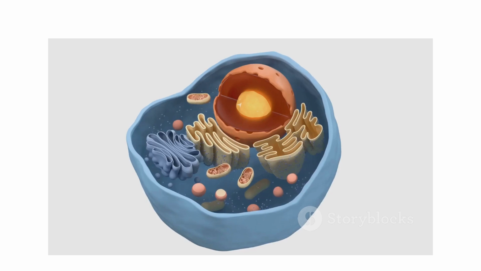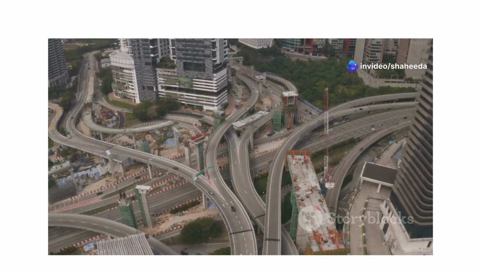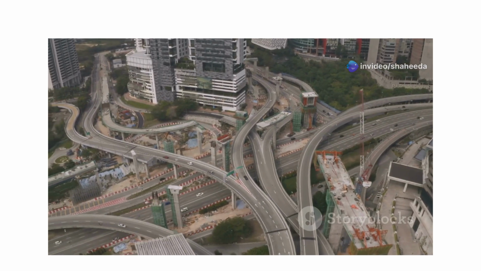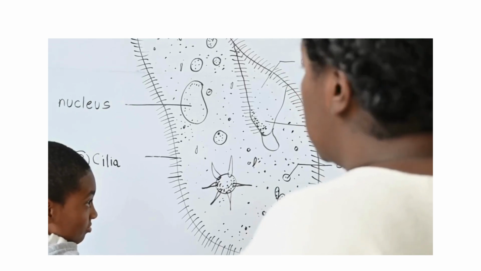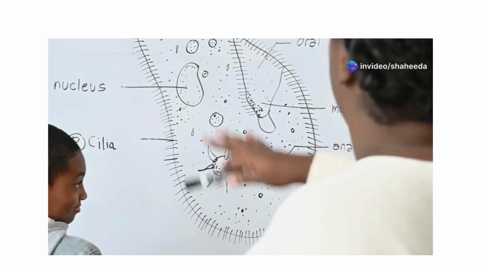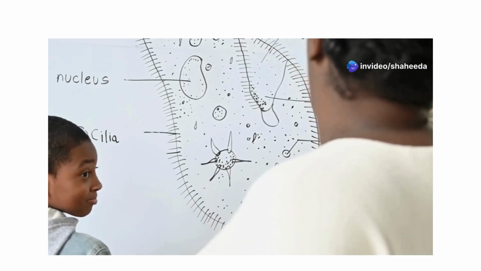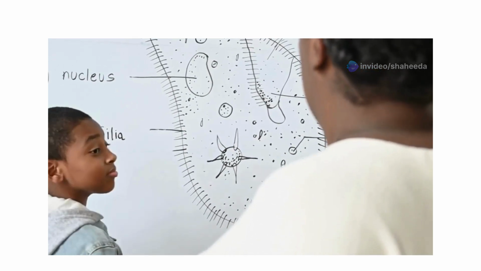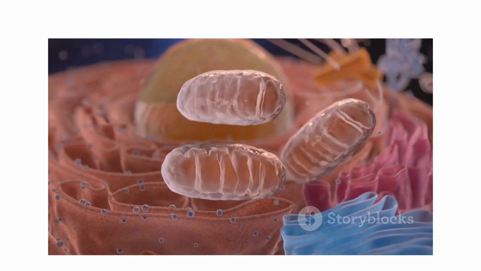There's the endoplasmic reticulum, a network of membranes that acts like a transportation system, moving proteins and other molecules throughout the cell. It's like the city's highway system, ensuring smooth traffic flow. And then there are the mighty mitochondria, the powerhouses of the cell. These bean-shaped organelles are responsible for producing energy through cellular respiration, a process that converts nutrients into usable energy for the cell. Think of mitochondria as the city's power plants, keeping everything running smoothly.